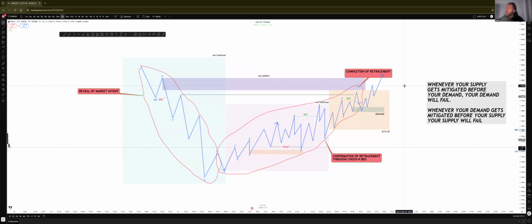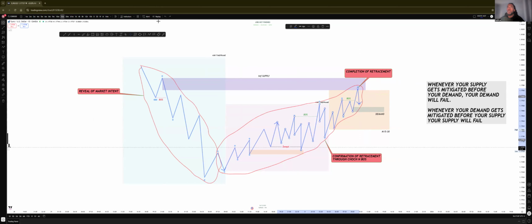That's the definition. If your demand was mitigated before your supply, the supply fails. If your supply was mitigated before your demand, the demand will fail.